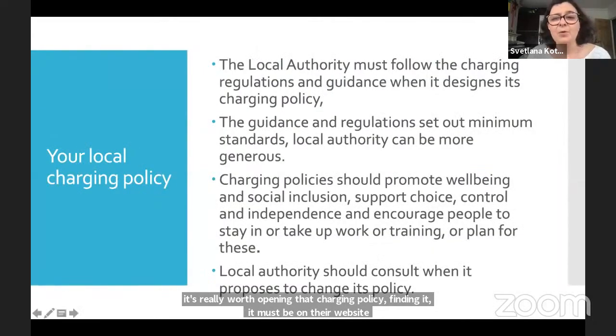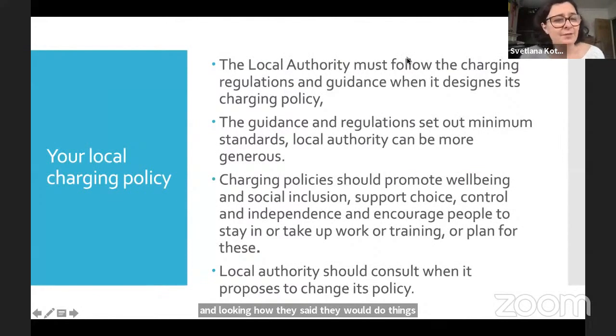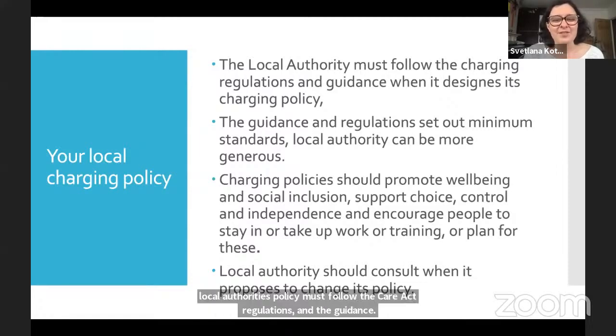So there are some requirements that the law sets about charging policy. First of all, local authorities' policy must follow the Care Act regulations and the guidance. So when they design policy, they must follow the law. And it's not only limited to the Care Act.